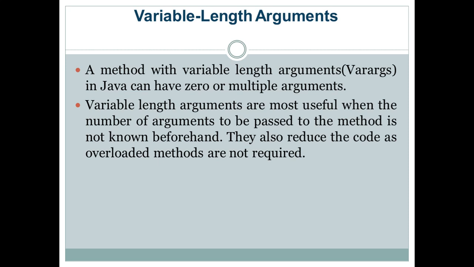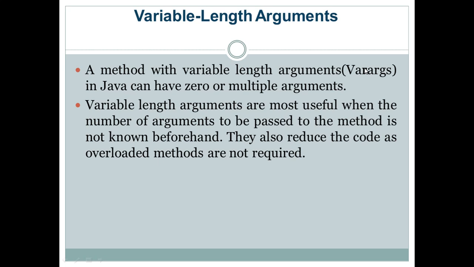Means what? When we don't know how many arguments my method is going to accept at runtime, that time variable length argument is used. This feature is called var arguments. Means what? VAR-ARGS, variable argument, short form, and it is the short name for variable length argument.